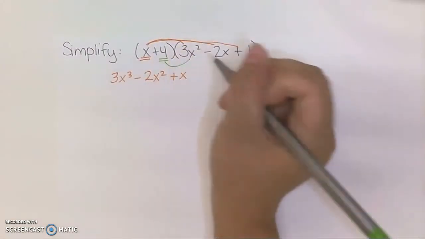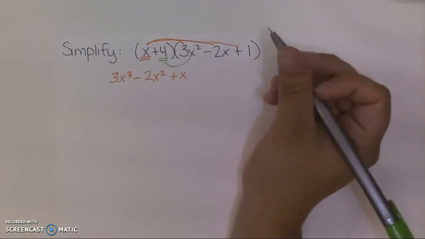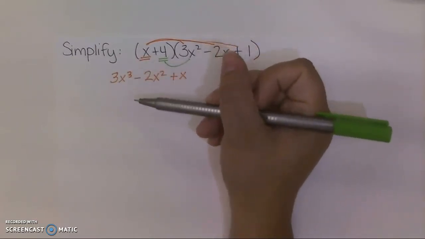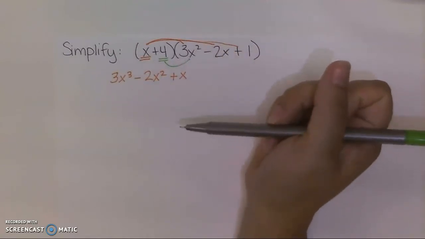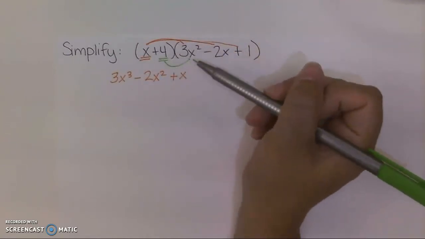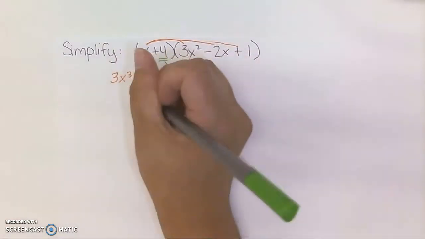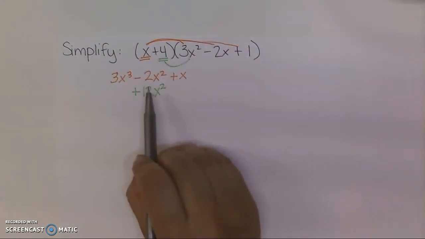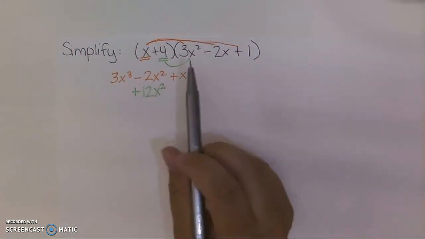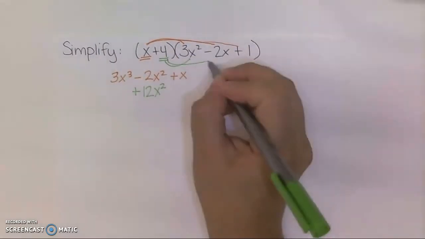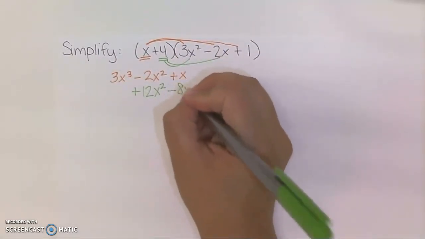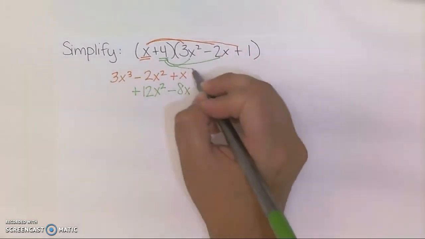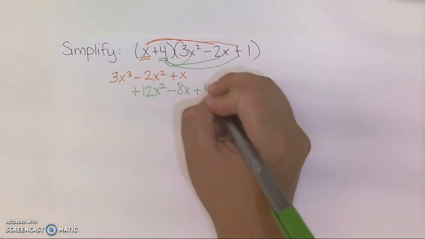So I've got 4 times 3x squared, which is 12x squared. What I always suggest is lining up my like terms so that it makes the simplification part really easy. So that gave me 12x squared, so I'm going to line it up under this x squared term from when I distributed my x. Now I'm going to do 4 times negative 2x, which is negative 8x, which again I've lined up under the x there, and then 4 times 1, which is 4.